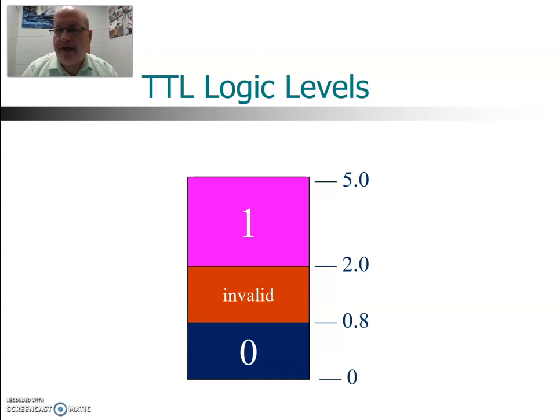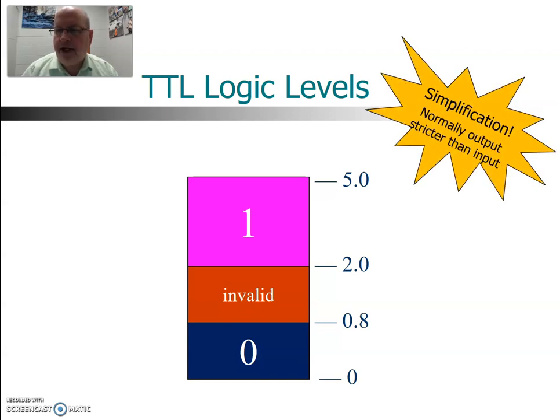This is TTL logic. It also varies with the manufacturer. And there's also some variation based upon whether you're looking at the input or the output. The output is held to a stricter standard than the input. So A could be either a 1 or a 0, and the NOT A in the inverter is simply the opposite of that.